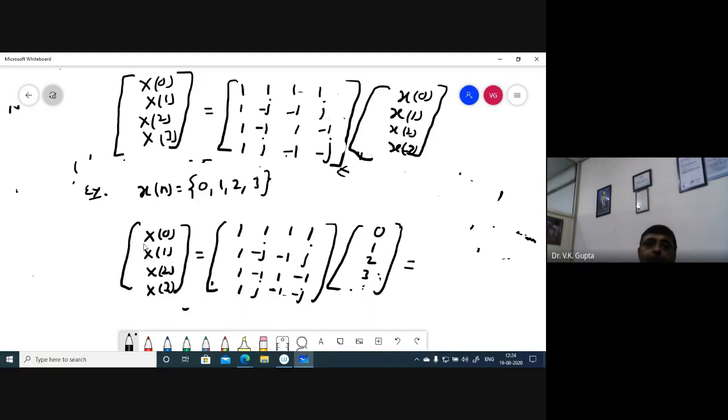So what is the value of X0? X0 will be this into this plus this into this plus this into this plus this into this, means 0 plus 1 plus 2 plus 3. The first point of the output is 6.